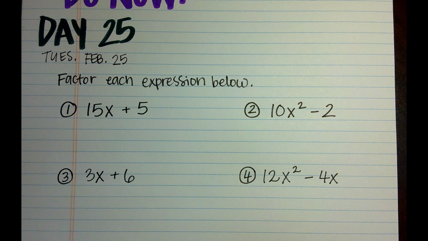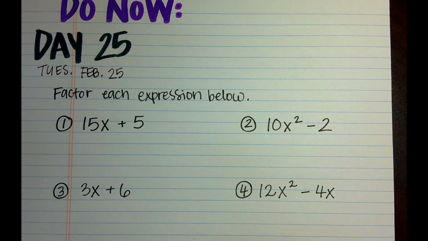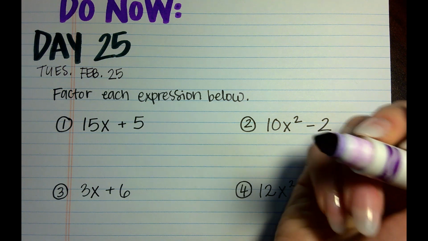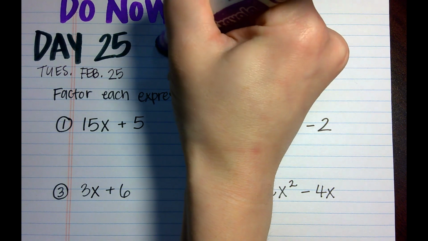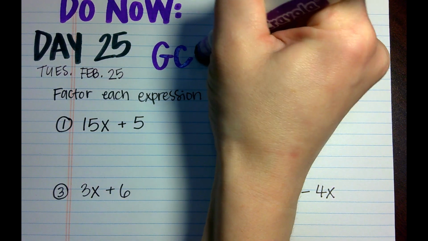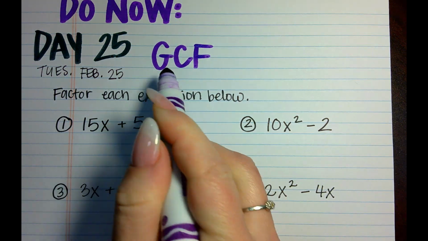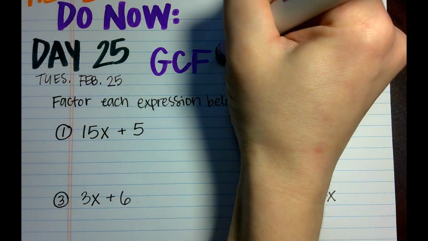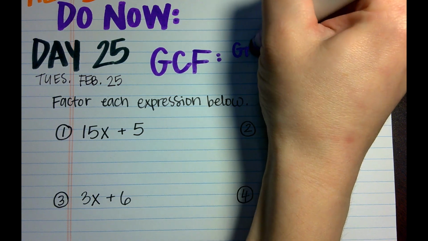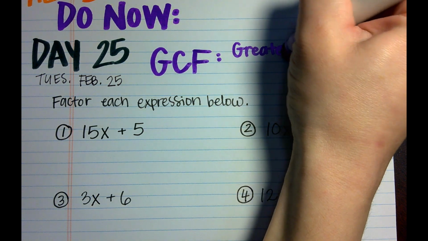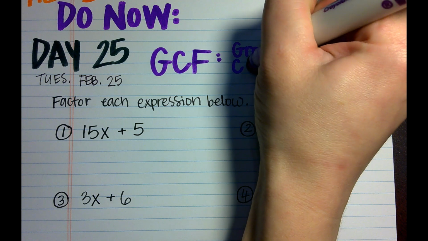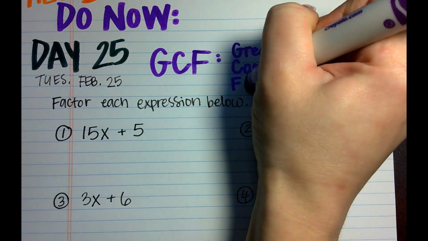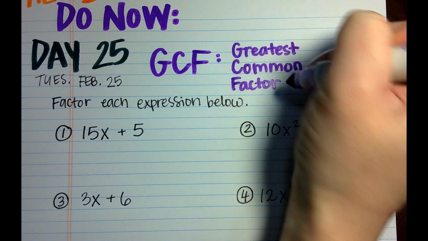In case you didn't talk about that yesterday, I'm going to give you an acronym. Basically, that is letters that mean something. So, GCF. We will talk about these 3 letters a lot, so I would write them down. This means greatest common factor. We watched that video on that one.